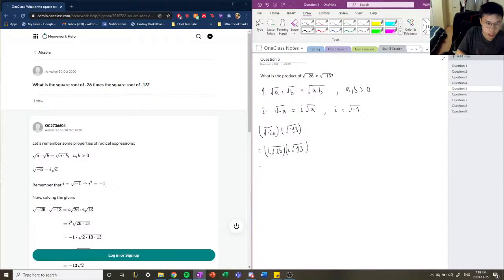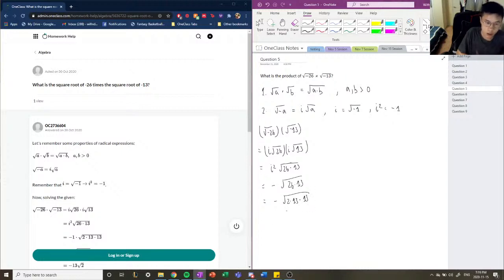Okay, we can take out these i's, so i squared is i squared times root 26. I'm also going to move the root 26 and root 13 together. The other property about i is that i squared equals negative 1. So i squared equals negative 1. So this just equals negative root of 26 times 13. So the factors of 26 are 13 and 2. So we're going to break it down into such.